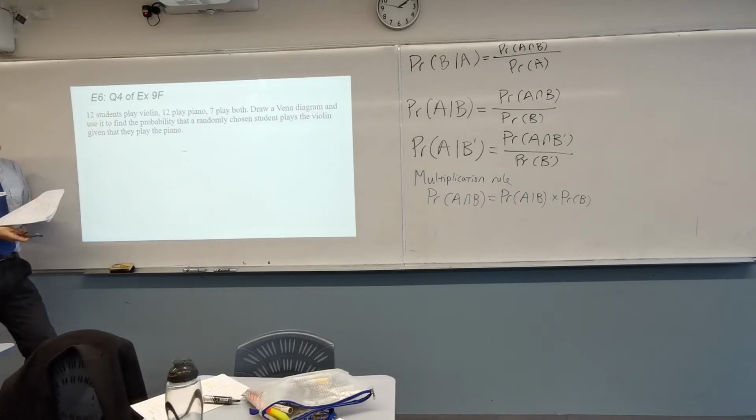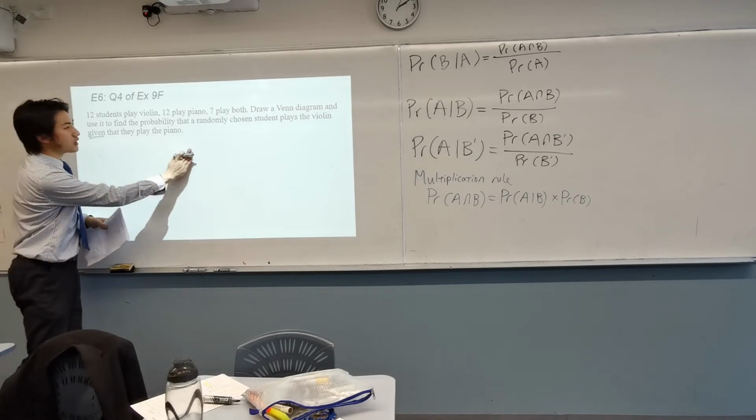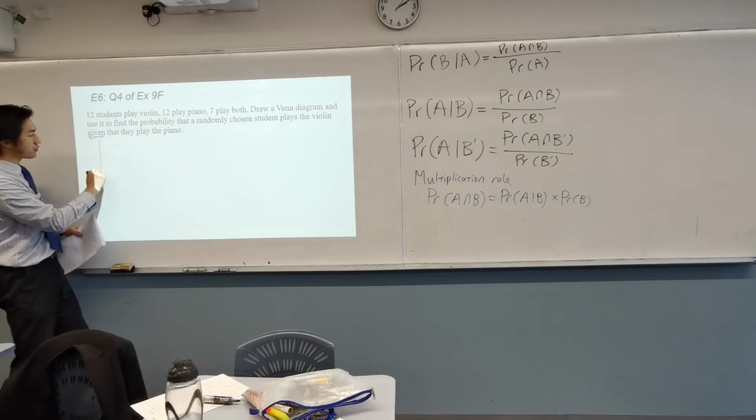In example 6, 12 students play violin, 12 play piano, and 7 play both. Draw a Venn diagram and use it to find the probability that a randomly chosen student plays the violin, given, right, there's that reduced sample space part, given that they play the piano. They want us to draw a Venn diagram, so let's do that.